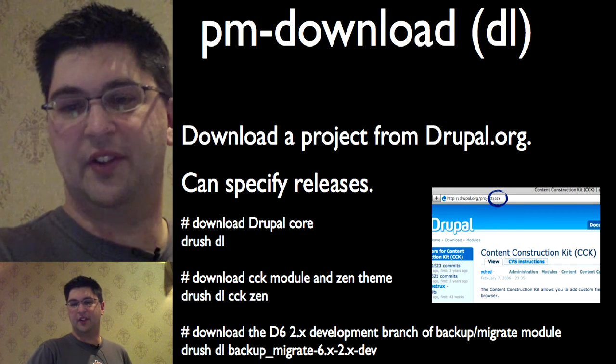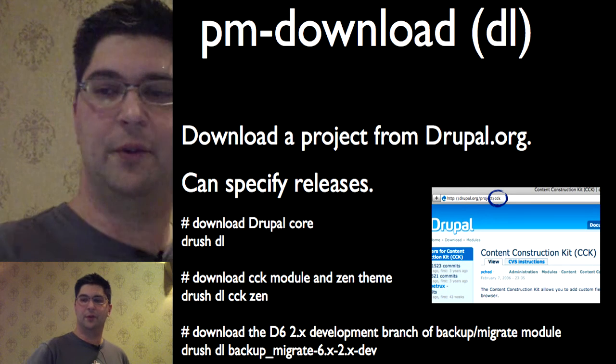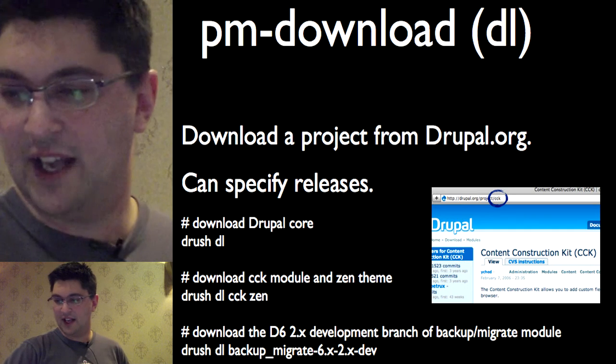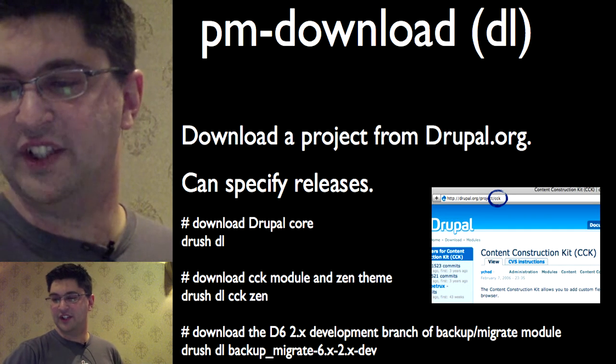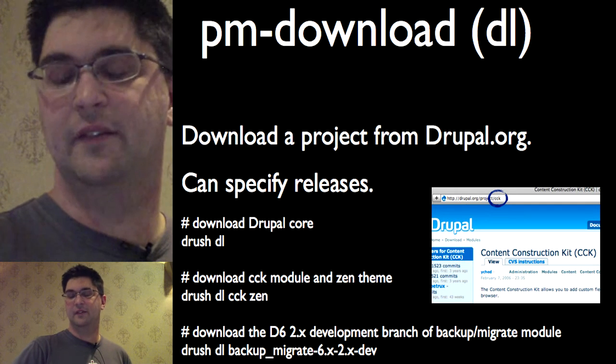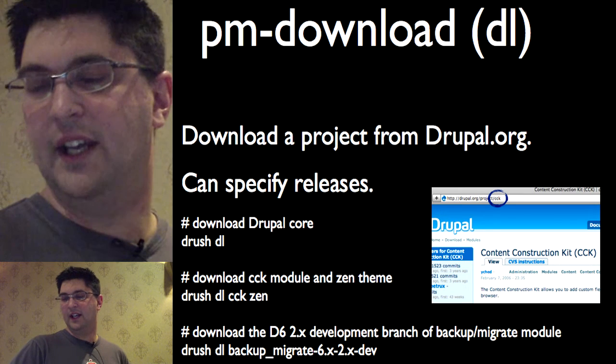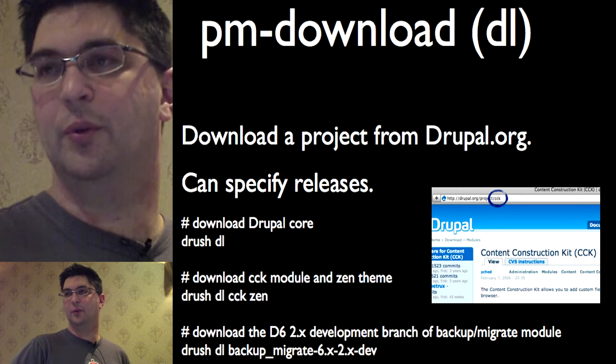You can additionally specify a particular release if you don't want to use the current recommended release for your version of Drupal. So that last item there on the slide, drush dl backup_migrate-6.x-2.x-dev, that's specifying that of the Backup and Migrate module, we want to download the Drupal 6 version and the version 2 development branch.